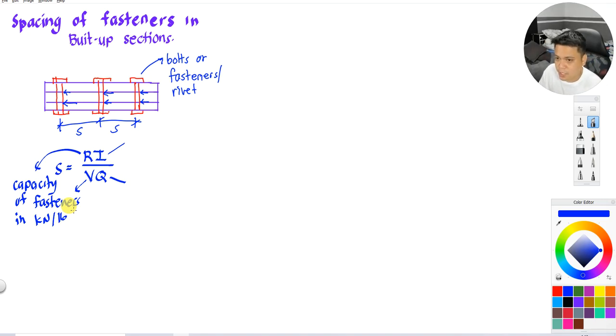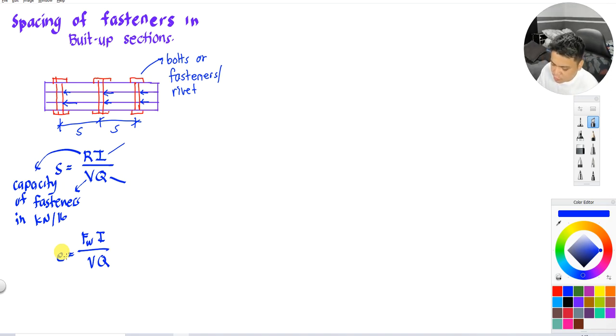Dun sa other books, kay Pytel and Cusalas, same lang yon, kaya lang nabago lang yung notation niya, baka malito kayo, I all over VQ. Okay, same lang yun, wherein the E is the spacing, and then the F is the force on the fasteners.